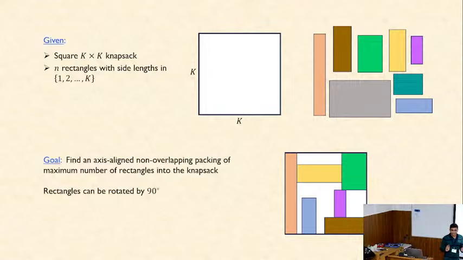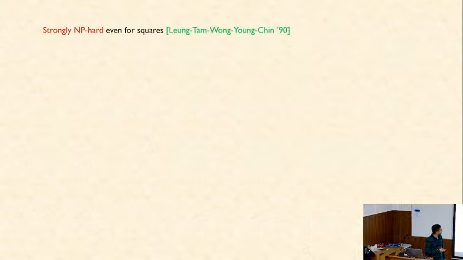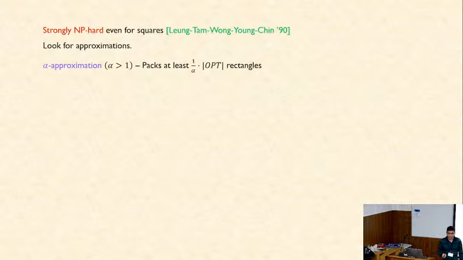It's a very simple to state problem. And as you can imagine, this has wide applications in practice, ranging from loading items onto trucks, robotics, VLSI, etc. So what's known in theory? First of all, the problem was shown to be strongly NP hard even when all rectangles are squares. And therefore, we look for approximation algorithms. An alpha approximation is an algorithm that can pack at least 1 by alpha fraction of the optimal number of rectangles for any input instance.